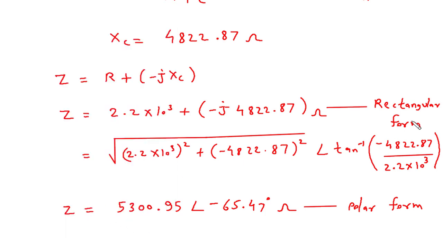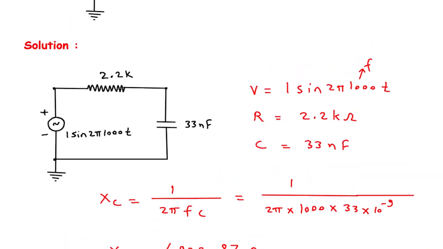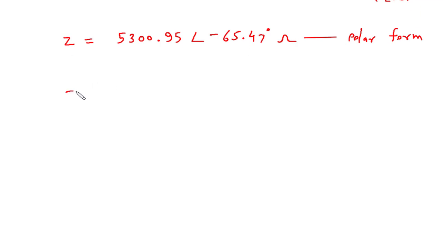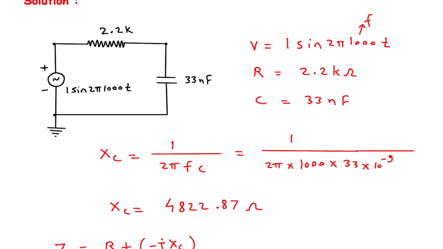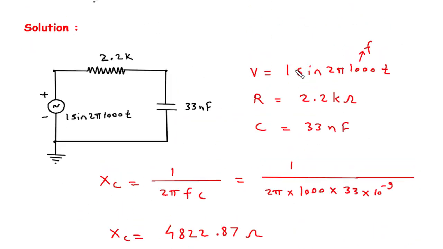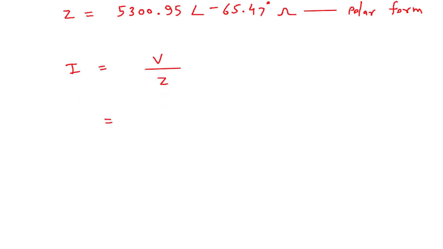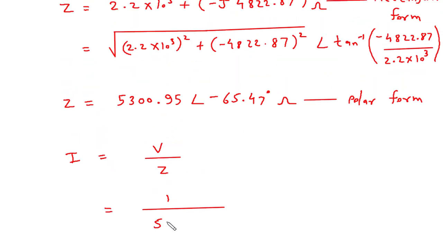Now we have the rectangular form and polar form of this, and we have the value of voltage and impedance. So we can find the value of current I. So current I will be equal to V upon Z. The value of voltage V is 1 ampere. So it will be 1 divided by the value of impedance, 5300.95 at an angle of minus 65.47 degree.